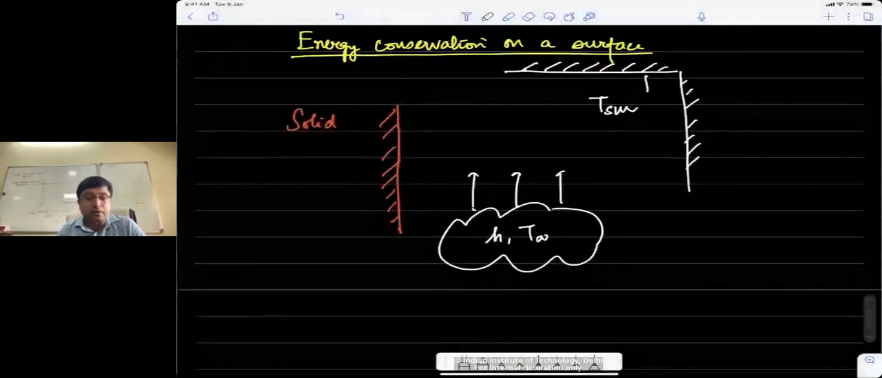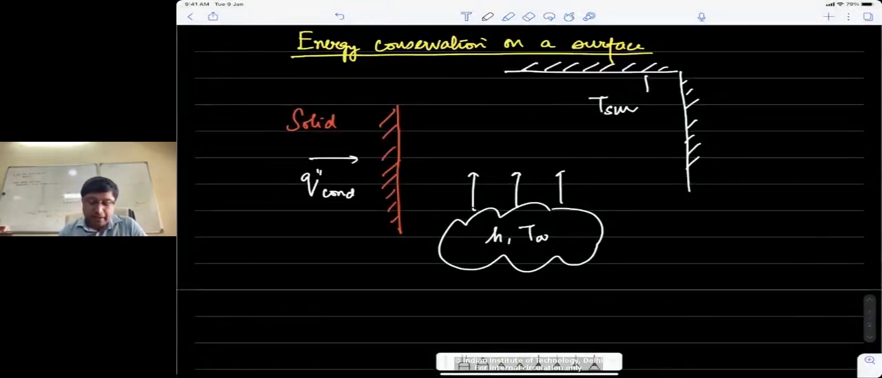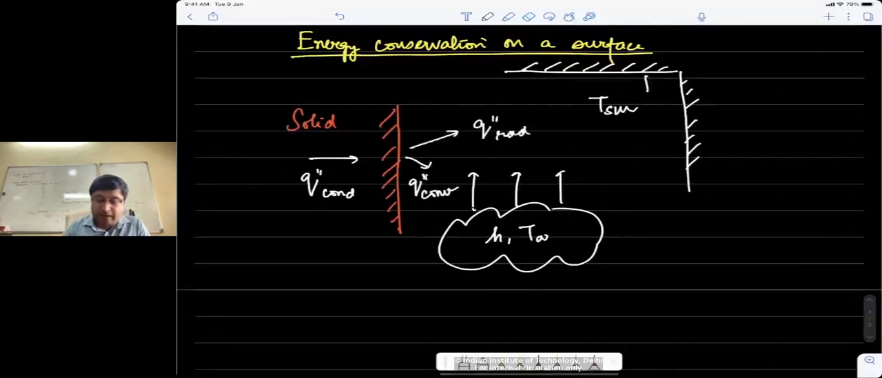So there are three modes that I can identify. I know that energy must be going through, let's say, the conduction mode, and I'm going to say q double dash to denote that it is a flux for now. So energy is coming to the solid surface in the form of conduction, but at the surface it goes away in the form of convection, or it could go in the form of radiation.